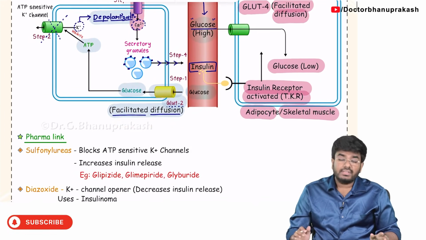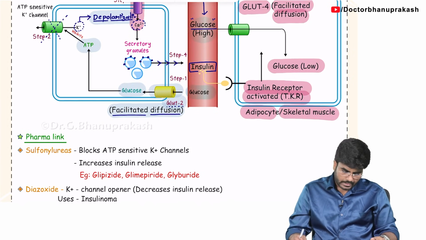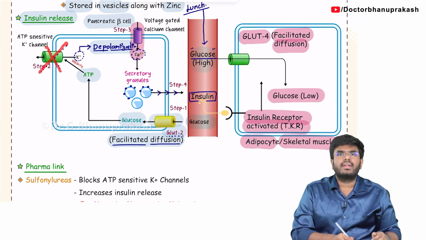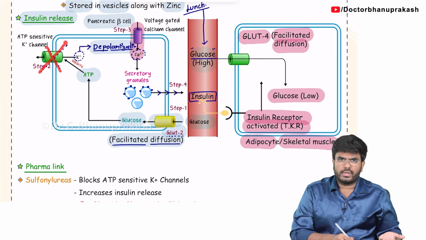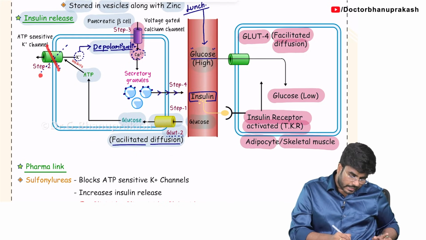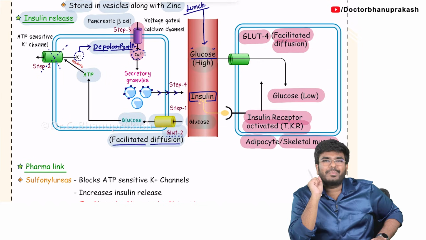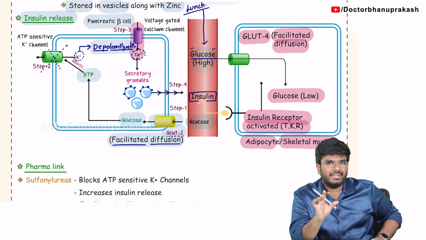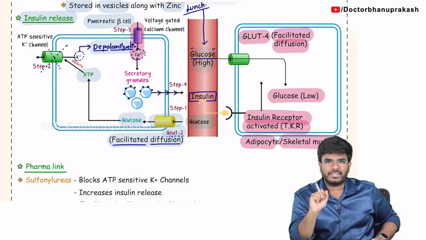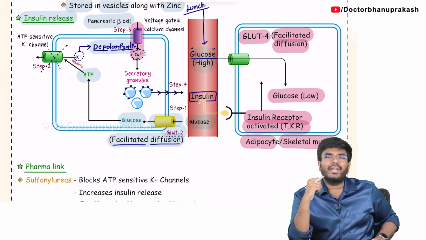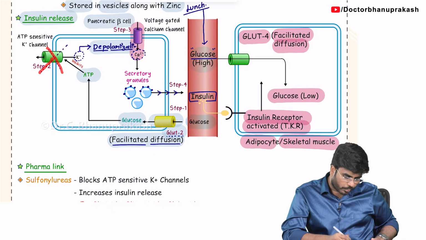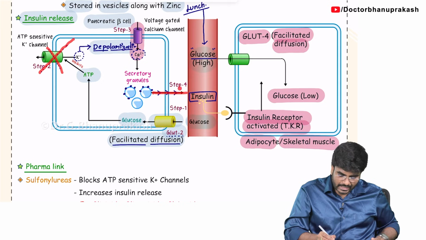Now let's integrate this with pharmacology, guys. Pharma integration. If you block this potassium channel, what is the result? Whenever the potassium channels are blocked, the cell will undergo depolarization. Depolarization causes the release of insulin. So if you block this channel, insulin will be released. Now tell me, there is a patient in whom I want to increase the insulin levels. Let's say there is a diabetic patient. I want to increase his insulin levels, guys. How can I do that? By blocking the ATP sensitive potassium channel. So ATP sensitive potassium channel blockers will increase insulin release.